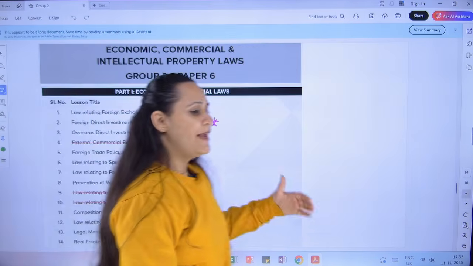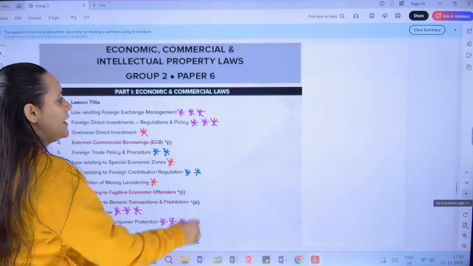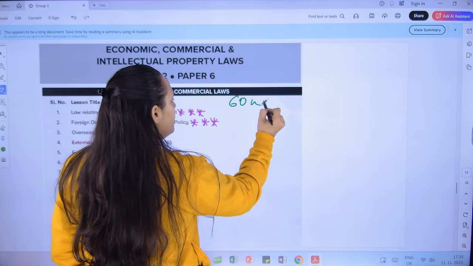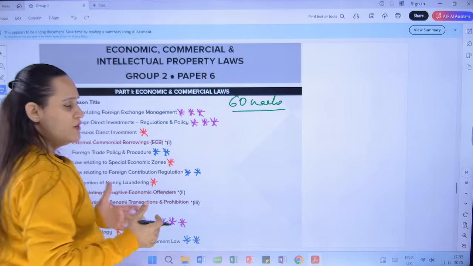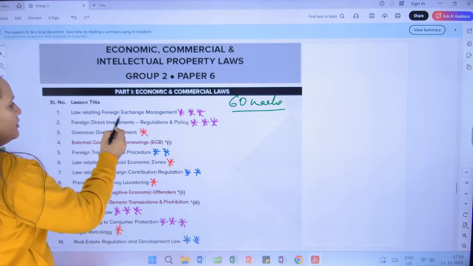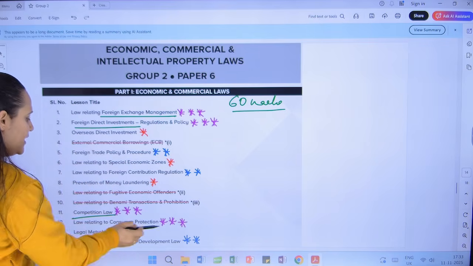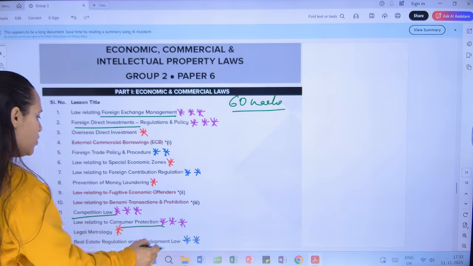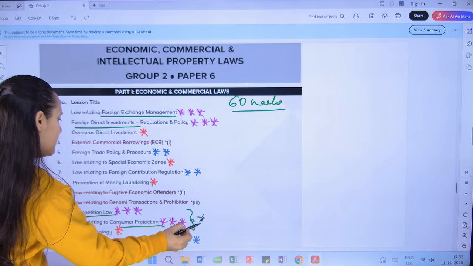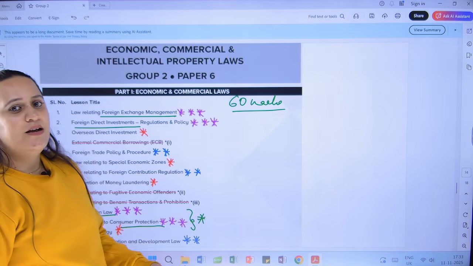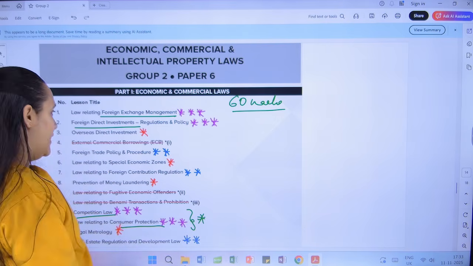Coming to part A of ECIPL, which is going to carry 60 marks. I have divided again into 3 categories, the most important being law relating to FEMA, FDI, competition and consumer protection. Again, competition law and consumer protection law, somehow I have an inclination will carry weightage in this particular attempt.